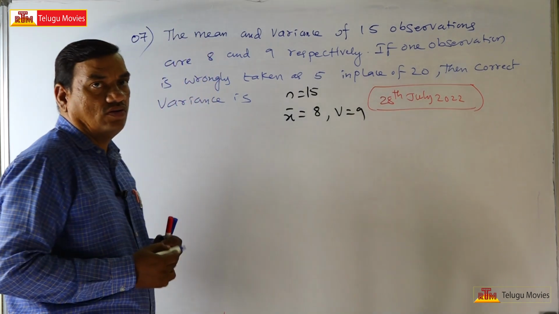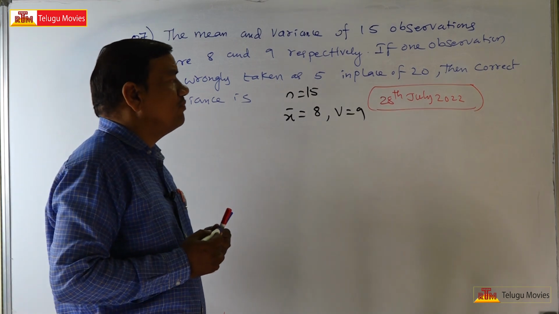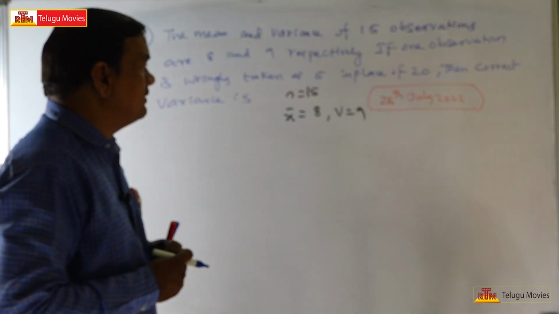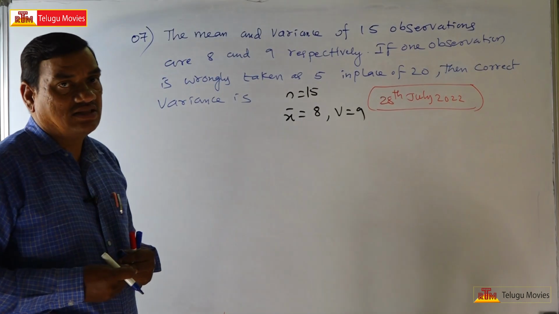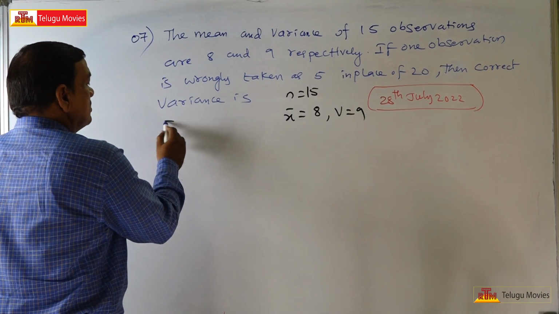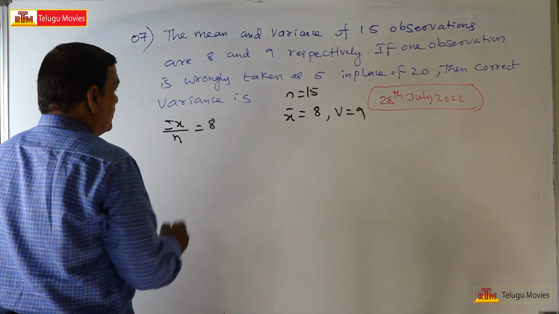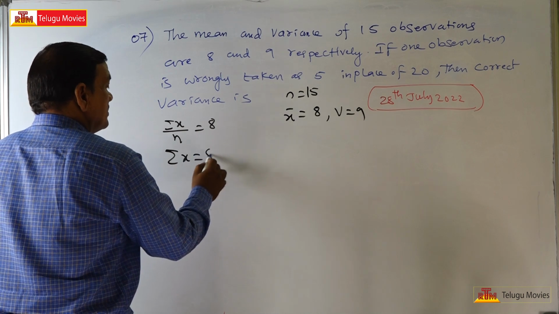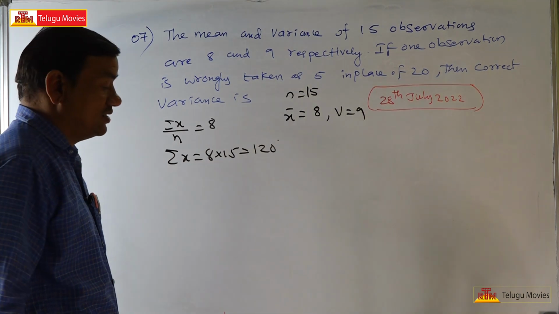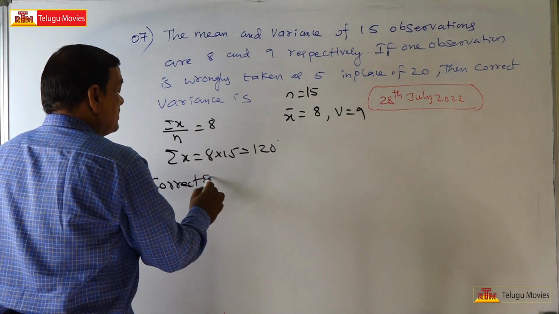Of course, they are wrong. Why? Because one observation is wrongly taken as 5 in place of 20. The correct observation is 20, but they have taken 5. Then what is the correct variance? First of all, x bar means the sum of the observations by the number of observations is equal to 8. So what is the sum of the observations? 8 into 15, that is equal to 120. This is the wrong sum. What is the correct sum?